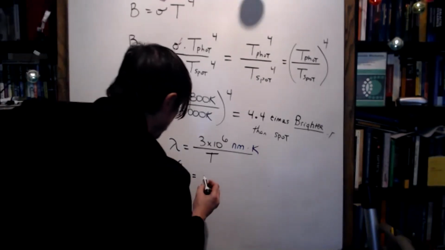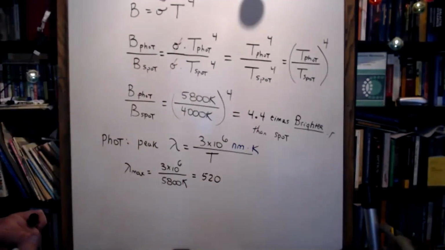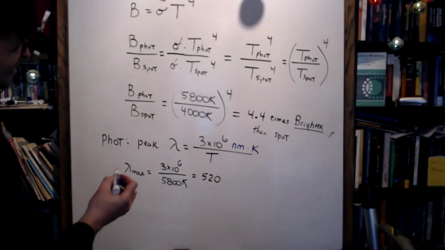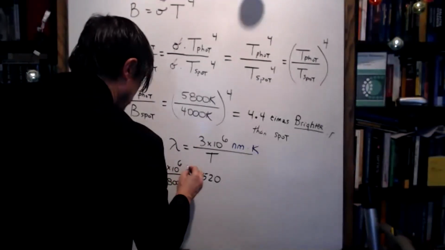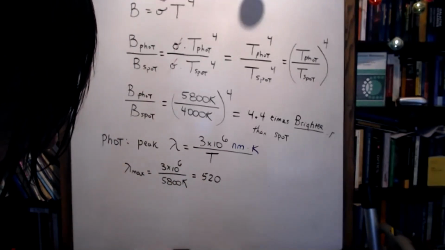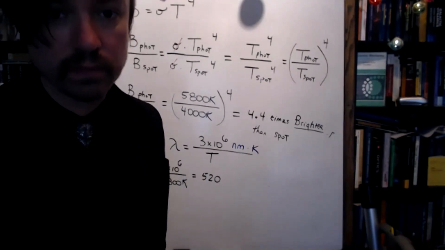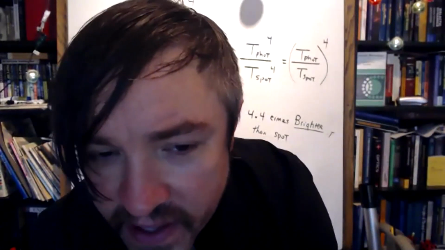$517. Chris, let's just round it to 520. What are the units? Second. I'm sorry? Nanometers. Thank you. Did you guys just phase out there? I lost you guys. You phased out of the space-time continuum.